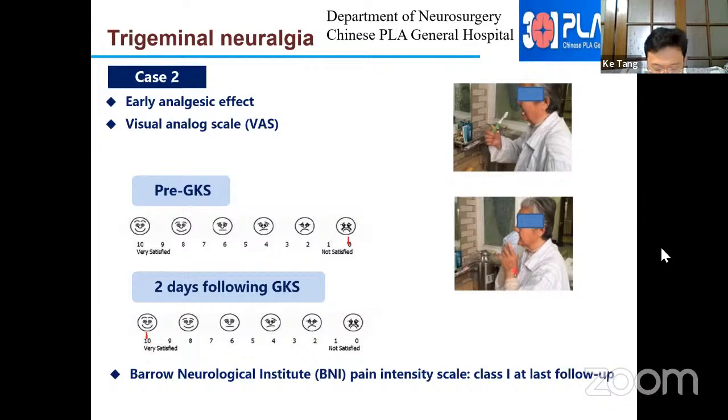The patient also could brush her teeth and wash her face, which supported the validity of CT stereotaxis combined with multimodality imaging co-registration. Stable analgesic effect was also achieved for this case. BNI Class 1 at last follow-up, 5 years following Gamma Knife surgery.